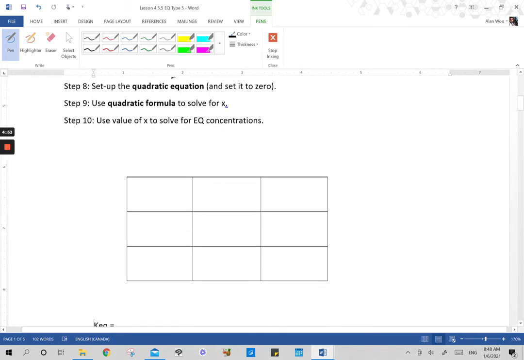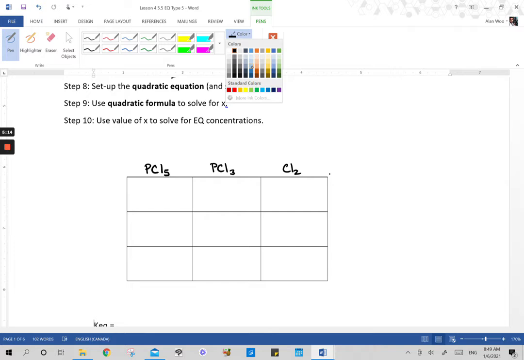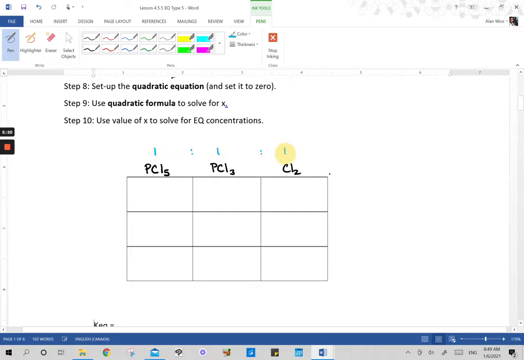You're going to set up the ICE table. So we have PCl5 as our reactant, PCl3 as a product and Cl2 as a product. Like we said before, this is in a 1:1 ratio.